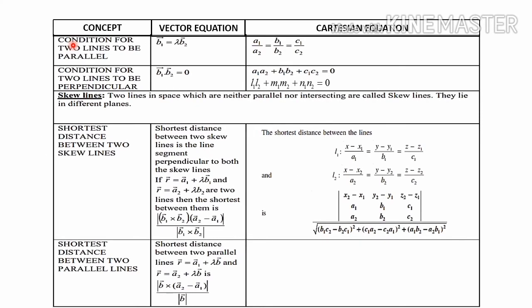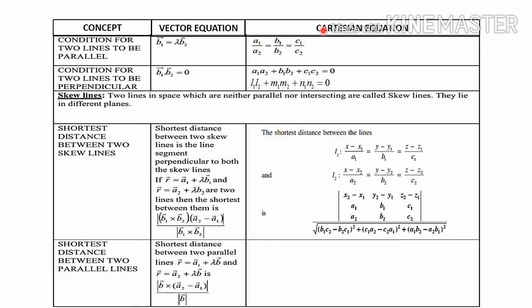Next, condition for two lines to be parallel, that is vector b1 is equal to lambda into vector b2, or a1/a2 equal to b1/b2 equal to c1/c2. Their direction ratios are proportional, that is in Cartesian equation form. Next, a condition for two lines to be perpendicular: if vector equations are given to you, vector b1 dot vector b2 must be equal to 0.